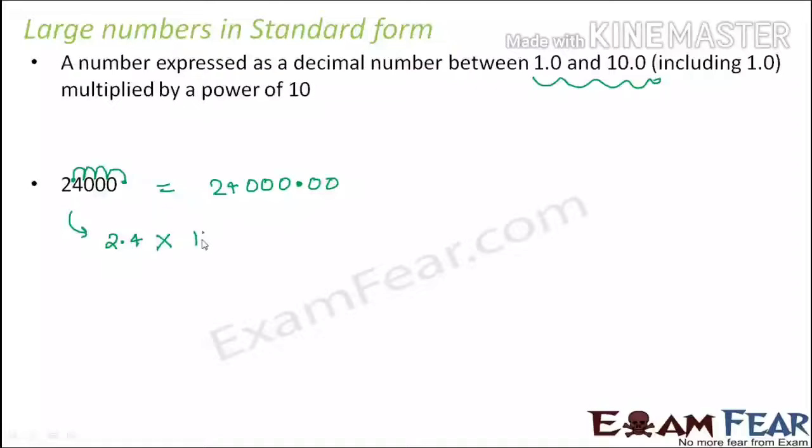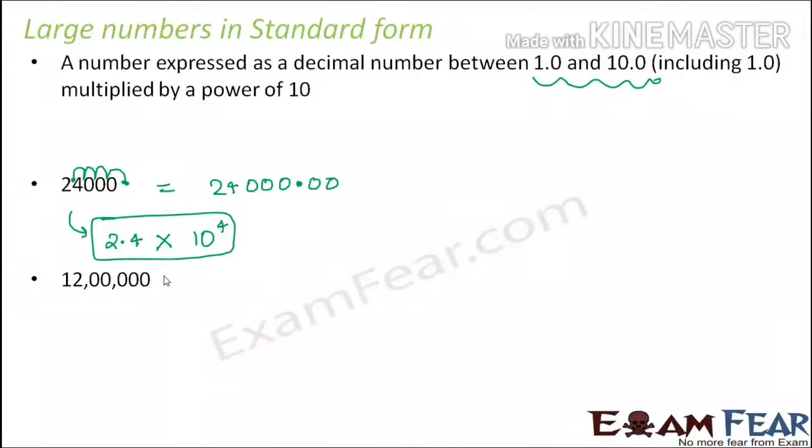And then we multiply it by a power of 10. So how much power of 10? So how many jumps have you taken here? So the point was here, and then 1, 2, 3, 4. So total 4 jumps you have taken. So it will be 10 to the power 4. So this is the standard form of this number. 2.4 into 10 to the power 4. Let's look at one more example. Let's say you have this.